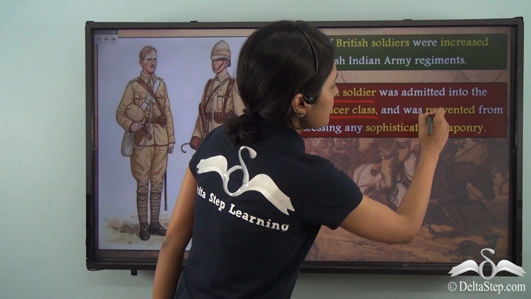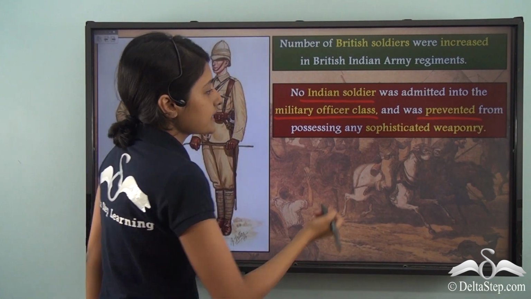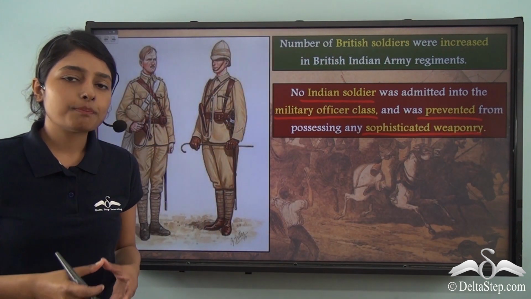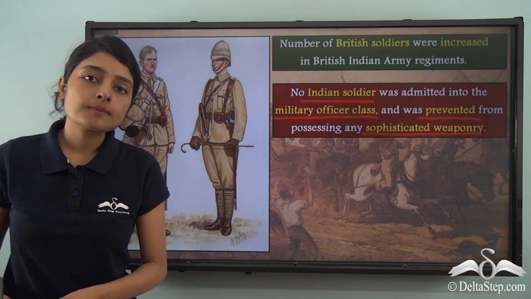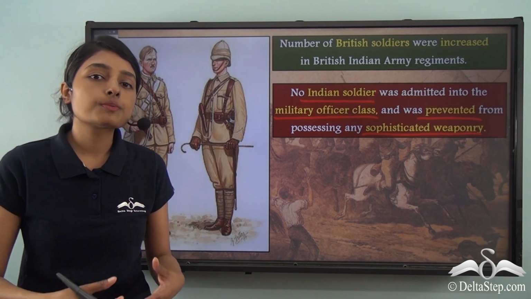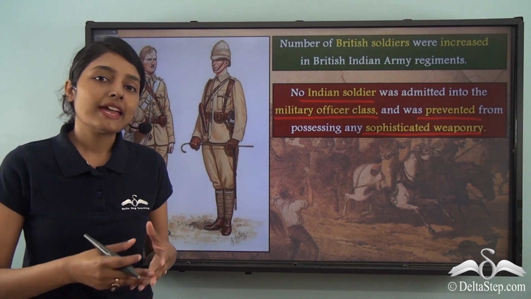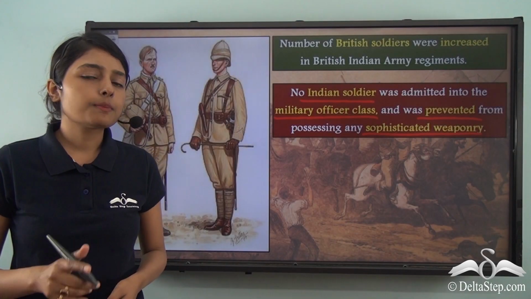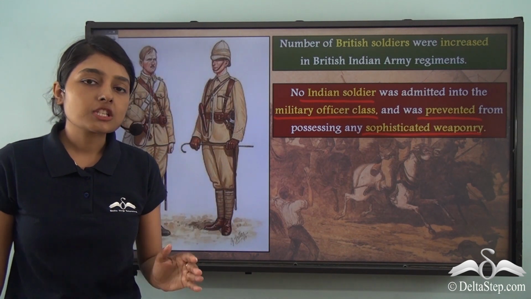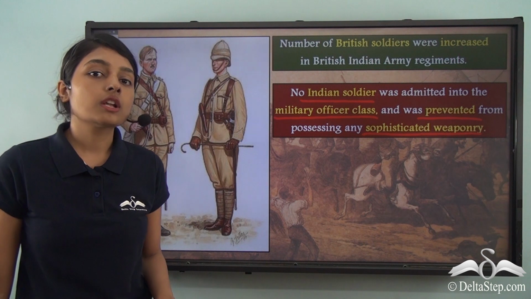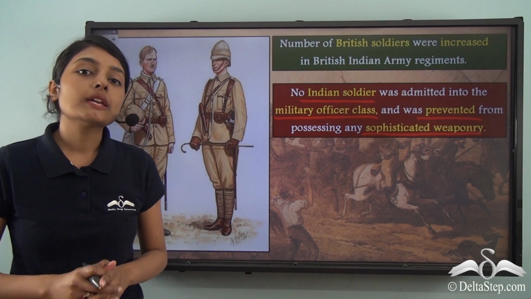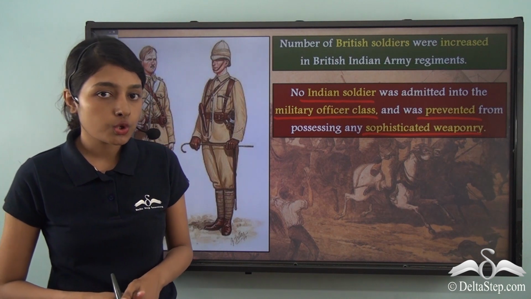And these Indian soldiers were prevented from possessing any sophisticated weaponry. Now, access to better weaponry, better arms and ammunitions also play a very crucial role in the outbreak of any rebellion or any warfare. But by preventing the possession of any sophisticated weaponry, the British rule actually wanted to ensure that the Indian soldiers got no way to be up in arms against the British rule.